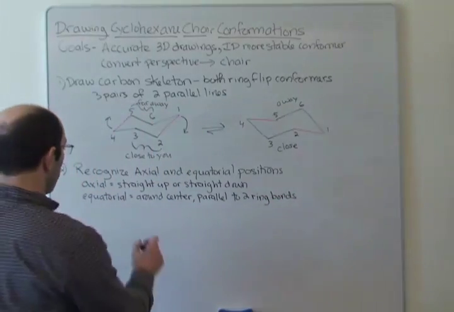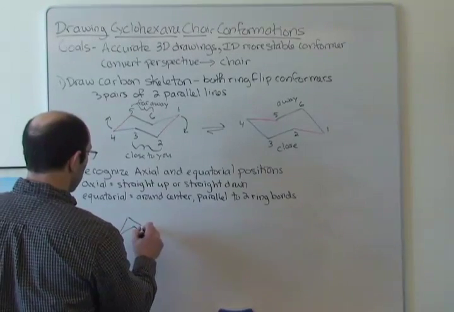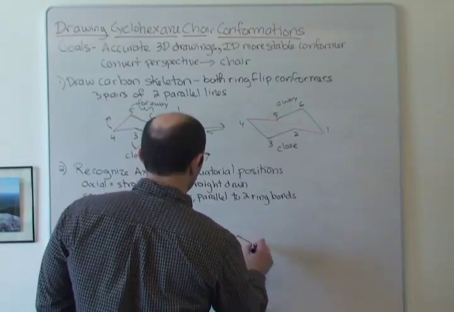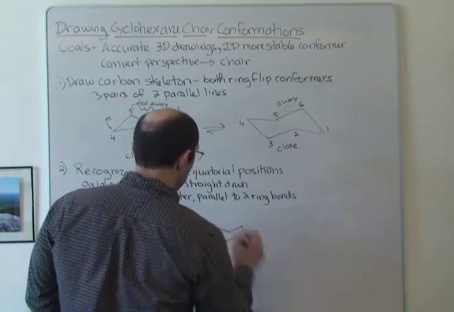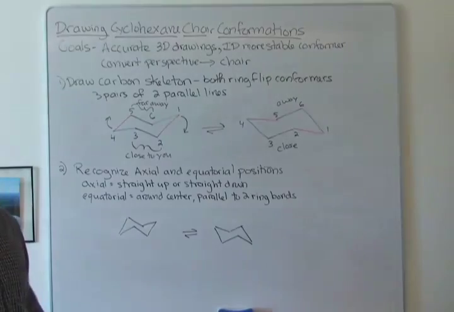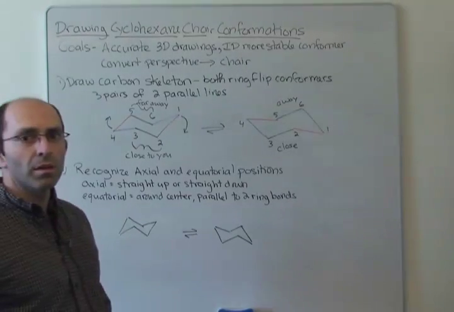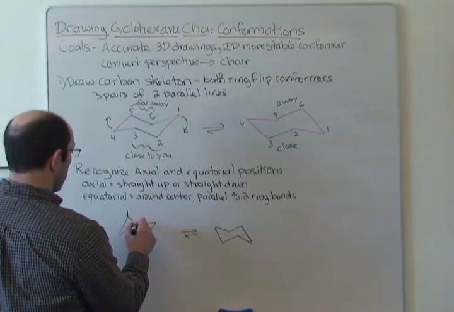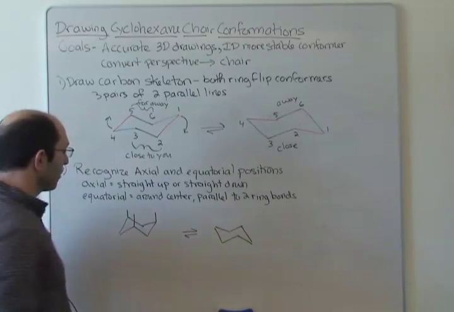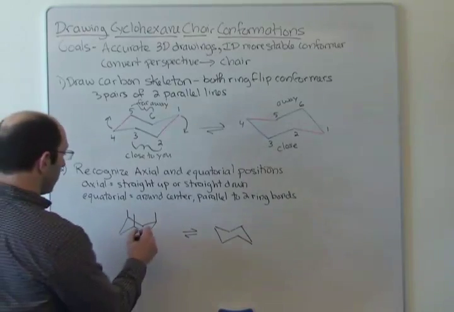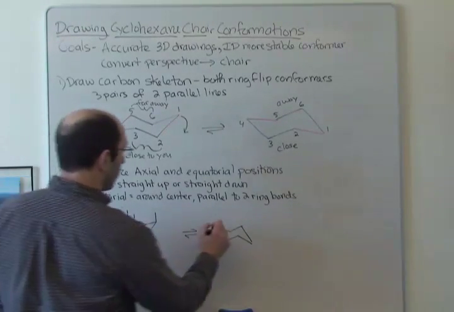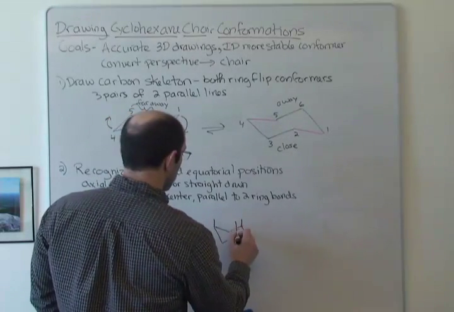So let's just draw the carbon skeleton. We're going to draw it for both of the chair conformers, and let's just draw in the axial positions. When the vertex comes together pointing up, the axials are going to be up. When the vertex comes together pointing down, the axials are going to be down. We can do that on both of the structures.